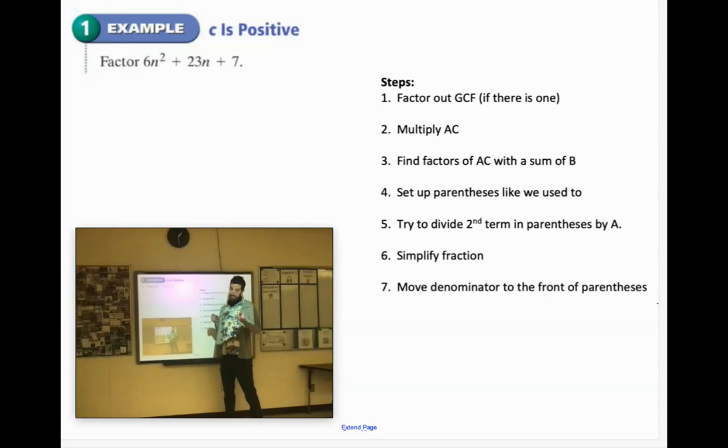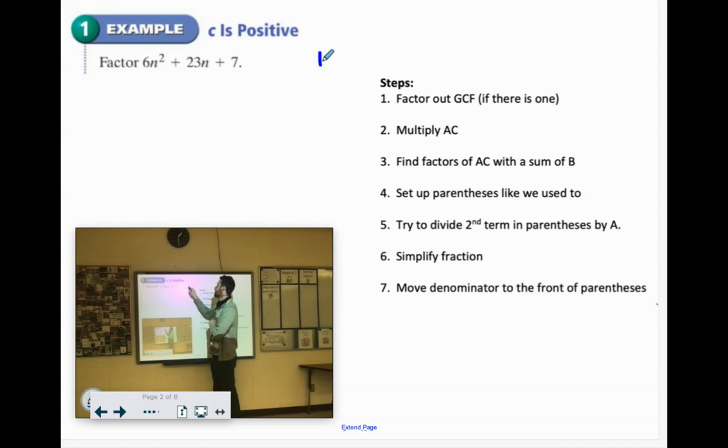This is a pretty tough concept, but once you master this, you can even use this technique on what we did in 9.5 when there was just a 1 in front of the x squared. But now we have this. So if we're thinking factors of 7, our only options are 1 and 7, which don't add up to 23. So that's a problem.